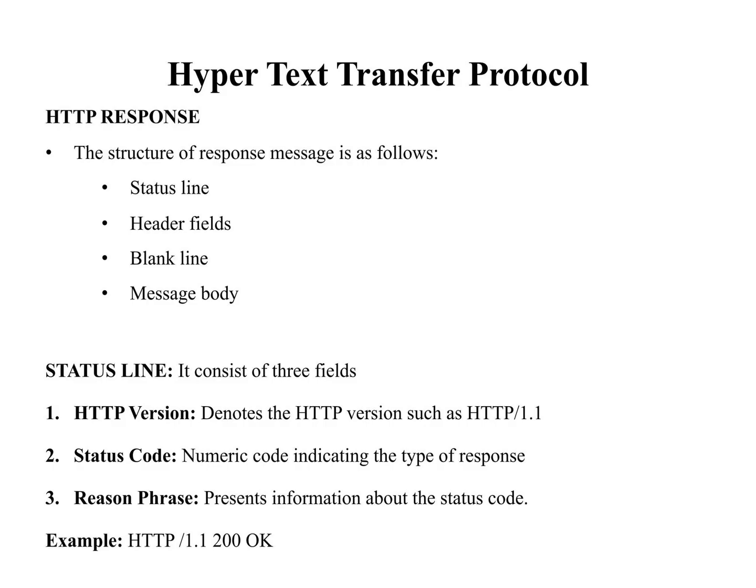For example, first the HTTP version, which is HTTP/1.1. The second one is the status code, here the numeric code 200. Again, the reason phrase gives the status information. That is an example of an HTTP response status line.